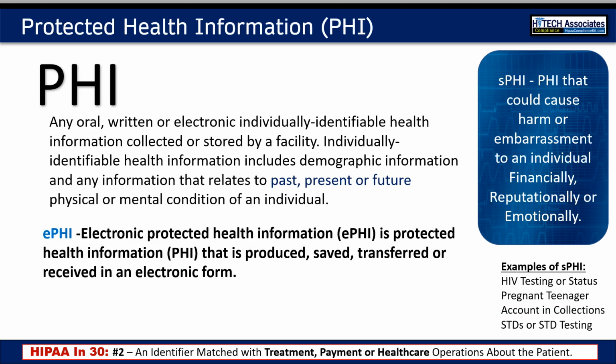So under HIPAA, what we protect is PHI, protected health information. This can be oral, written, or electronic. And basically, any identifiers that relate to a patient's past, present, future, physical, or mental condition is considered protected health information. You may hear the term EPHI. That stands for Electronic Protected Health Information, and that is what information blocking covers.